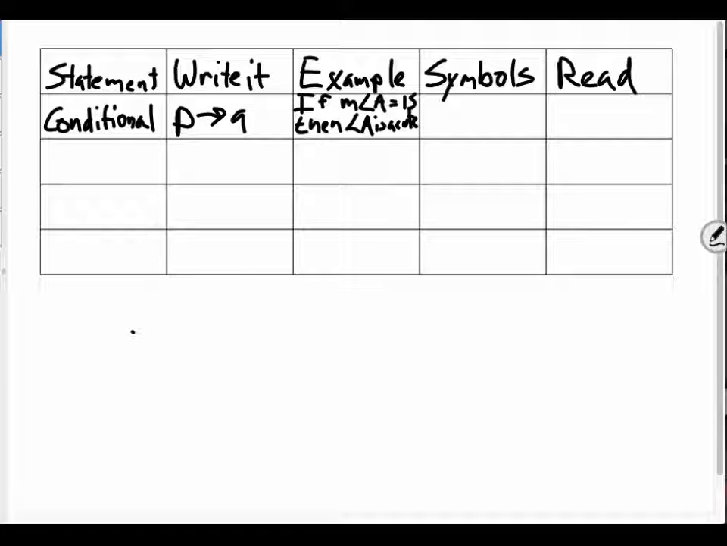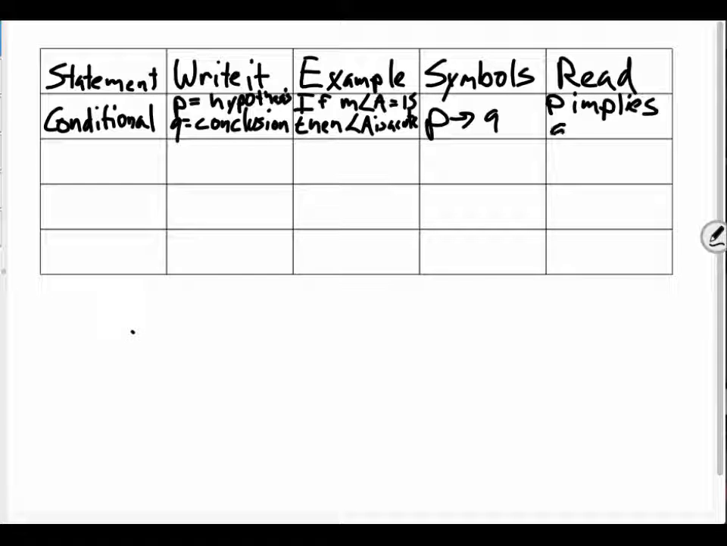I just kind of skipped this. I guess what I should do is kind of change this around and say P is the hypothesis and Q is the conclusion. All right, and then the symbols go P implies Q, and that's how we would say it. We would say P implies Q. Sometimes we would say if P then Q.